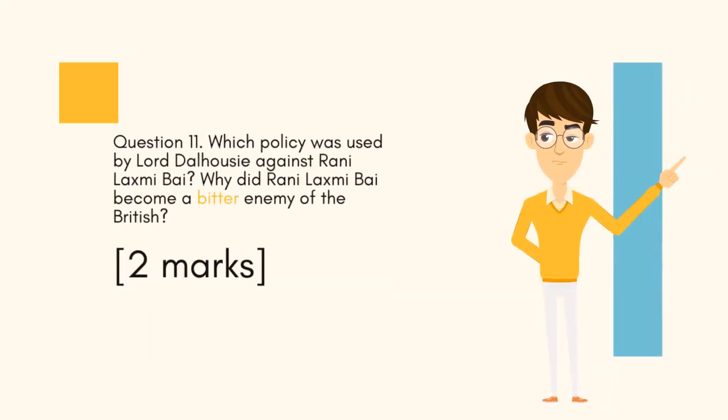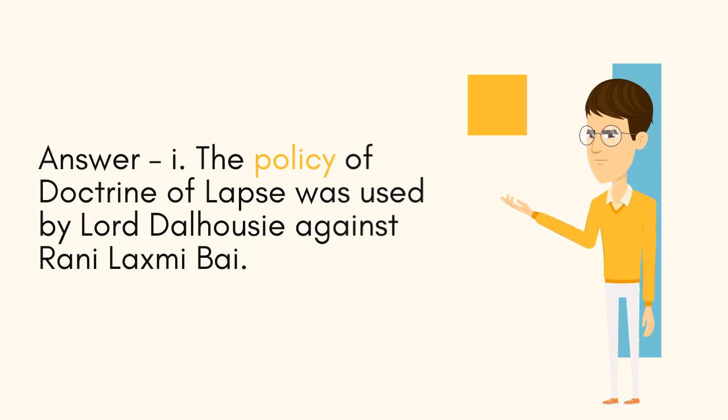Question 11. Which policy was used by Lord Dalhousie against Rani Lakshmi Bai? Why did Rani Lakshmi Bai become a bitter enemy of the British? 2 marks. Answer, 1. The policy of doctrine of lapse was used by Lord Dalhousie against Rani Lakshmi Bai.